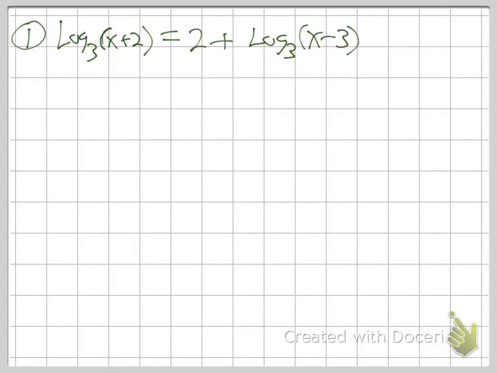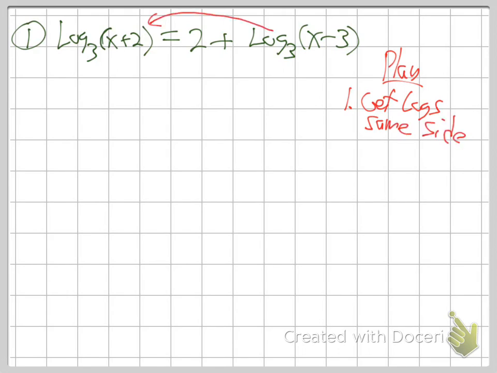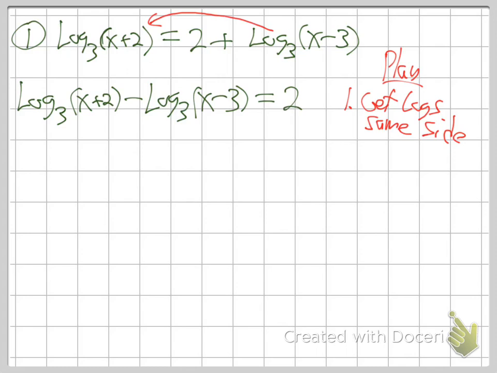So okay, how do we solve? What's the strategy when we've got a couple of logs? Subtract the log off. Yeah, exactly. So the plan, step one, get the logs on the same side. Yeah, good idea. So grab this log and jump him, or subtract them. Same thing, you're totally right. So this will become log base 3 of x plus 2 minus log base 3 of x minus 3 equals 2. So there we go. Step 1, get the logs on the same side.